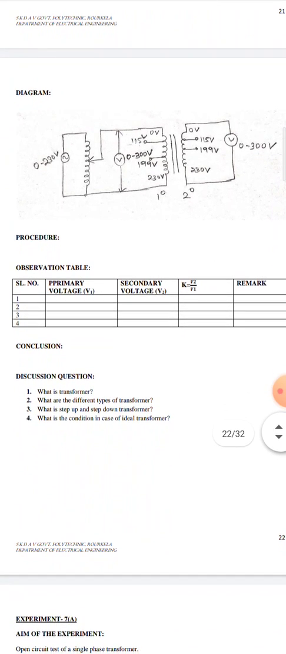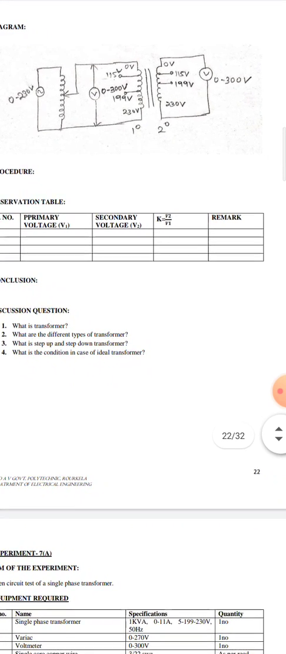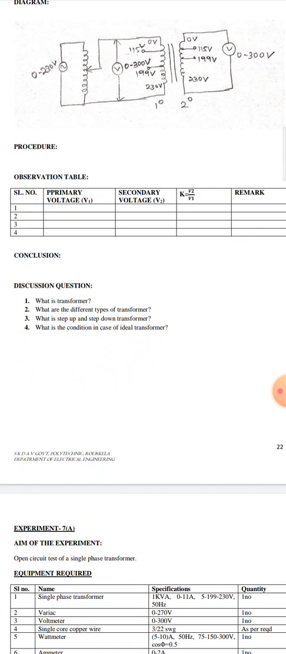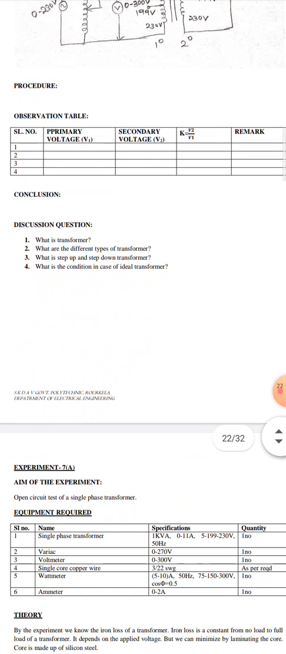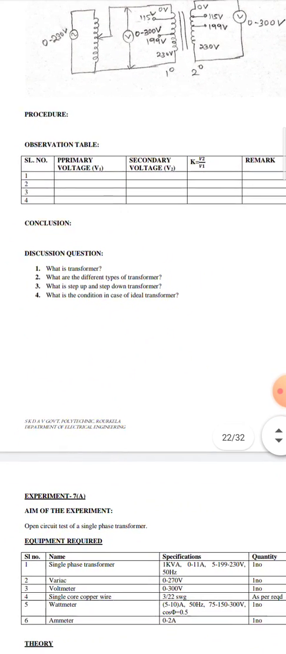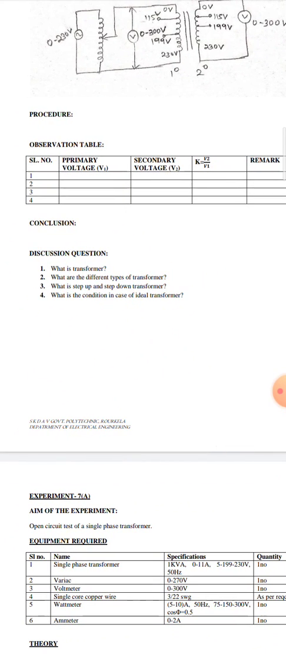We have left you a diagram so that you can know how to connect for your voltage regulation or voltage transformation ratio. You have to take the readings in your observation table, like the primary volt, secondary volt, and K is equal to V2 by V1, and you have to give the remark. You have to draw a proper conclusion, then the discussion questions will follow. In the discussion questions, you will write what is a transformer, what are the different types of transformer, what are step up and step down transformers, and what is the condition in the case of an ideal transformer.